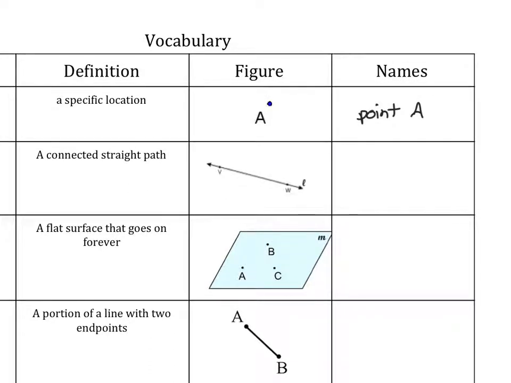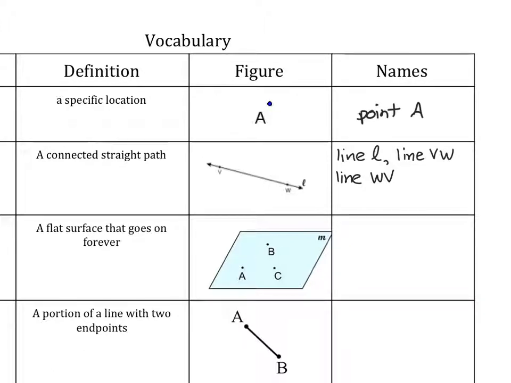One way you can name it is by writing the word line and then using the lowercase cursive letter. You could write the word line and you can use 2 points that are on your line. So you could say line VW. Notice that we need 2 points to name a line. You could flip the order. You could say line WV. It doesn't matter which order you use.